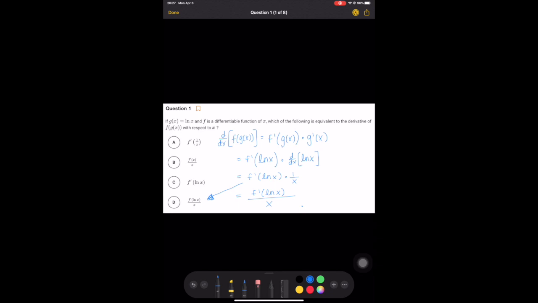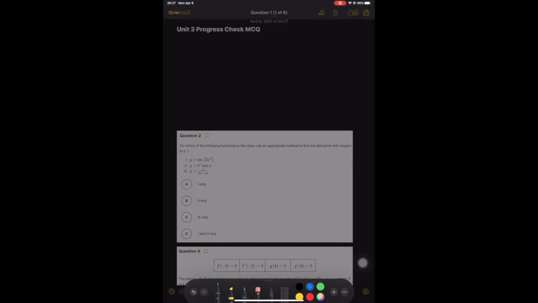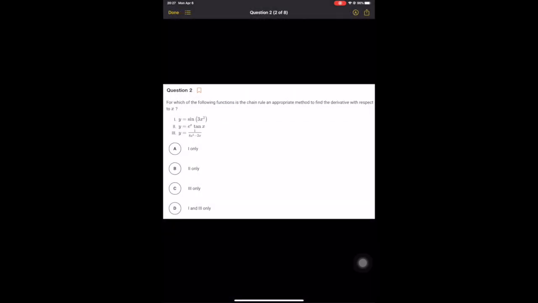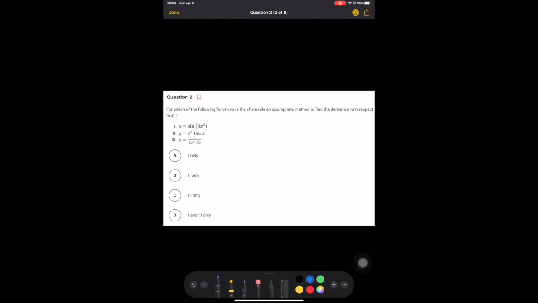Cool. Alright, let's go to the next one. Number 2. For which of the following functions is the chain rule an appropriate method to find the derivative with respect to x? Basically the question is, for which of these functions do we need to use chain rule? Remember, we use that for composition of functions. So we're looking for functions that on the inside don't have just that lonely x.